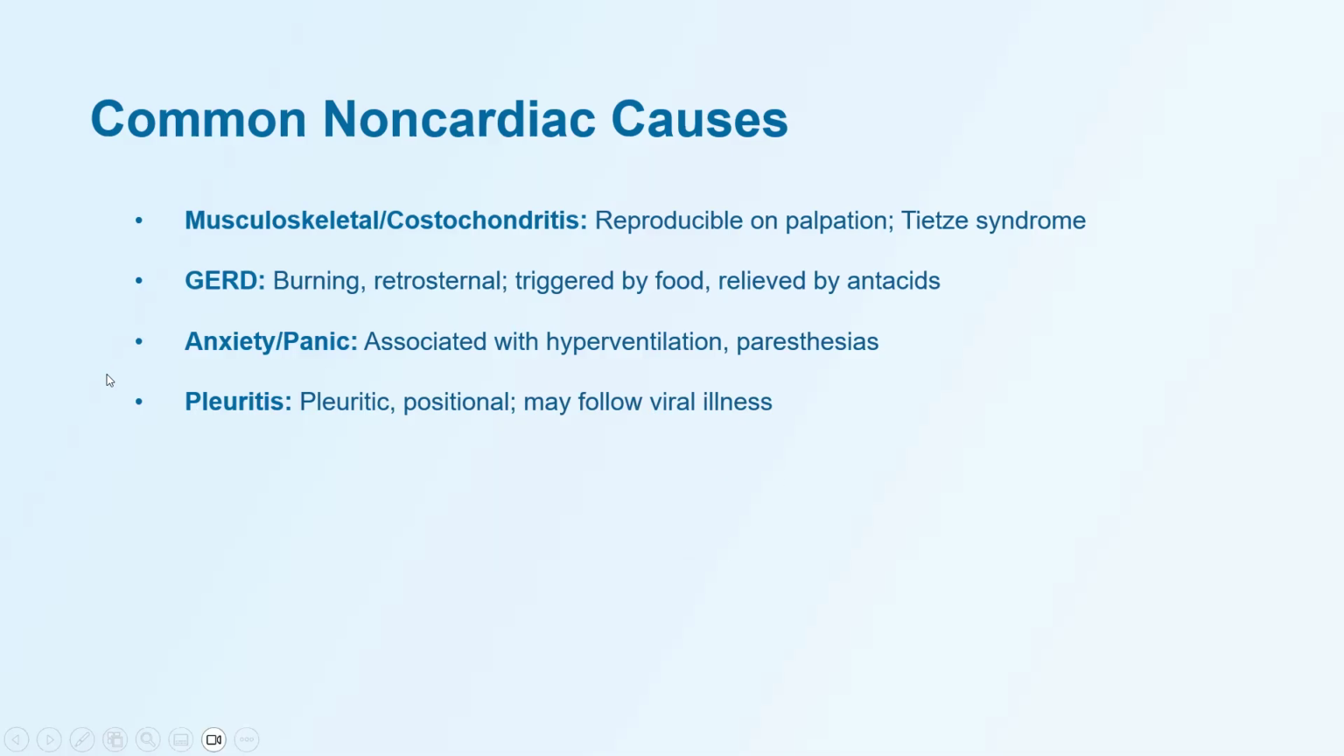But in all cases, even if we are suspecting a panic attack, we have to first rule out cardiac causes before we say a patient has a panic attack, because especially if it's the first episode, we cannot say it without ruling cardiac causes out. Now, pleuritis, or inflammation of the pleura, can also cause pleuritic chest pain. It's usually positional, same as pericarditis, and usually can happen after a viral illness or a viral URI.